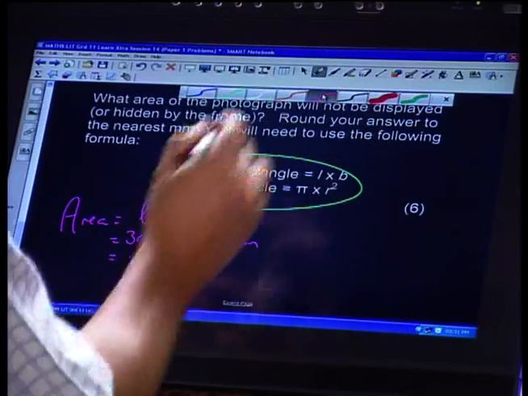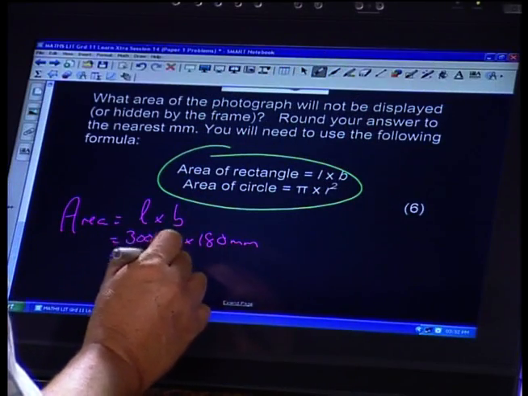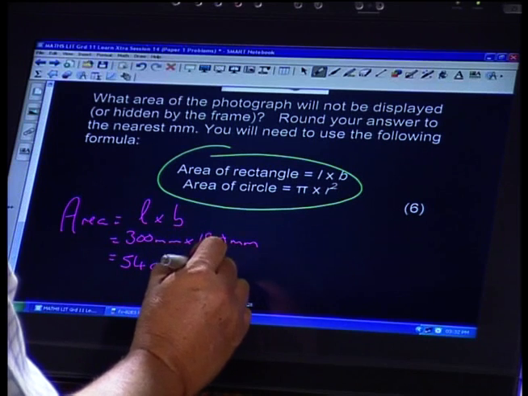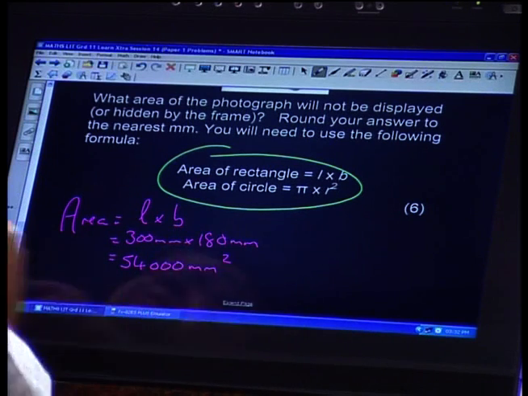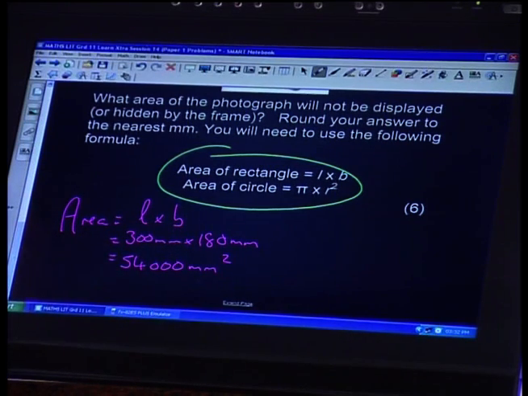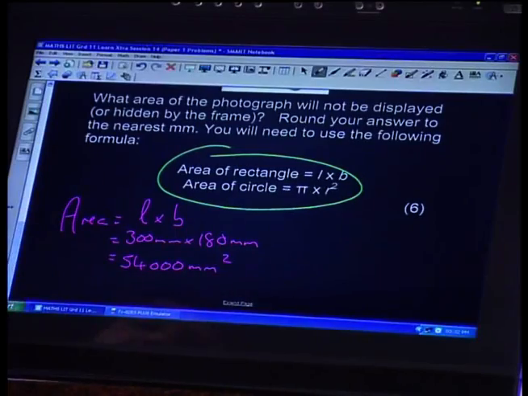So I've got here 54,000 what? Millimeters, not just millimeters, but millimeters squared. Why squared? Because we're dealing with the area. If it was volume, it would be millimeters cubed. But this is area, so it's millimeters squared. So that's the area of the rectangle.